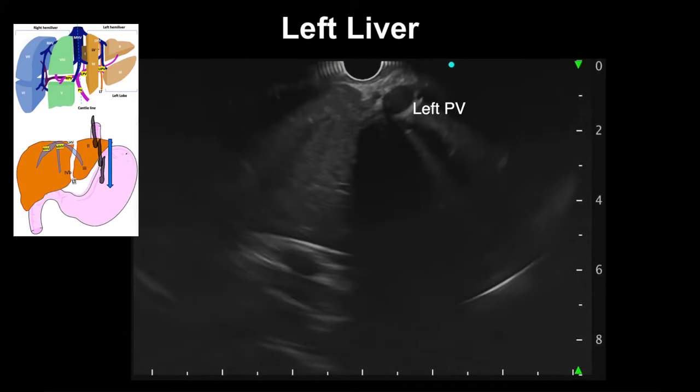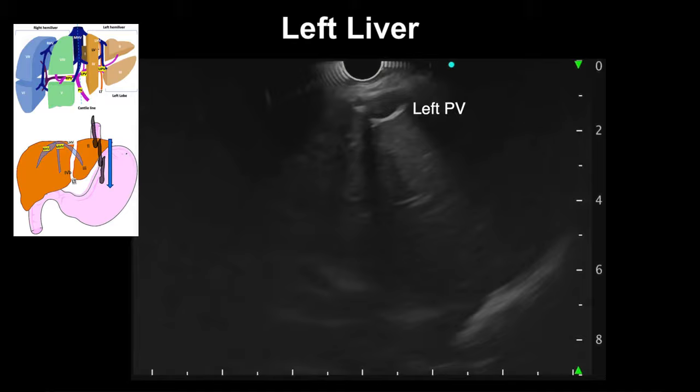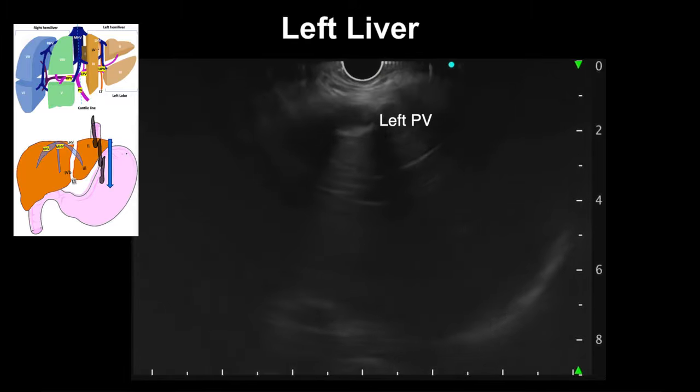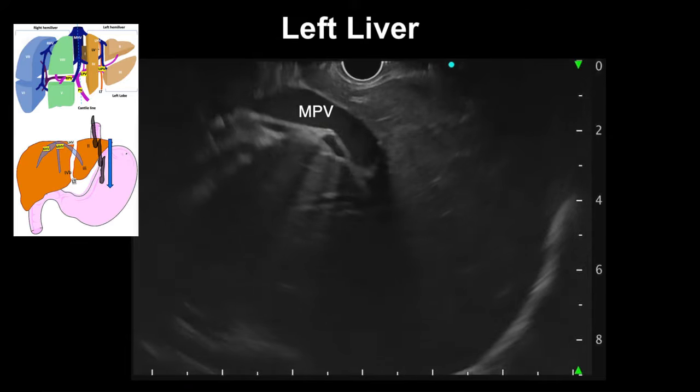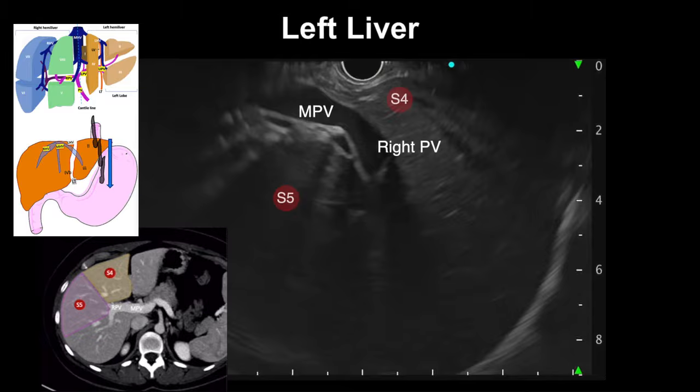The umbilical portion of the left portal vein can be visualized with a clockwise rotation and followed up to the hilum of the liver, along with the main portal vein and the right portal vein that is running down in the lower part of the screen away from the transducer. From this position, segment 4 is visualized closer to the transducer, and segment 5 is visualized in the lower part of the screen below the main portal vein and right portal vein.